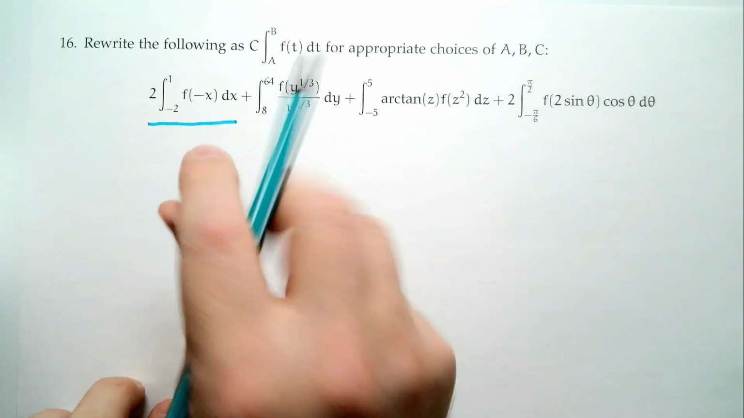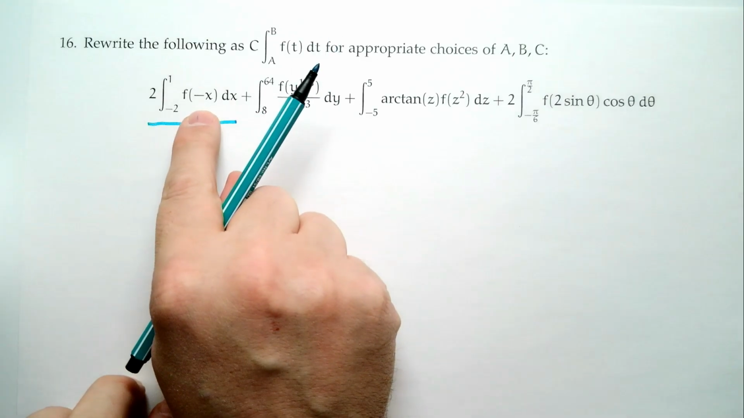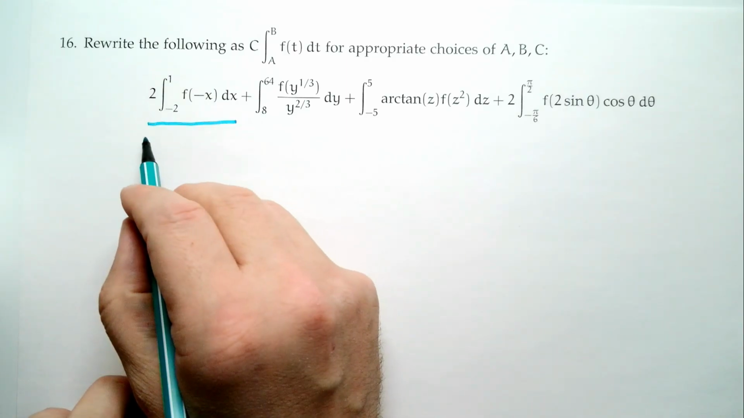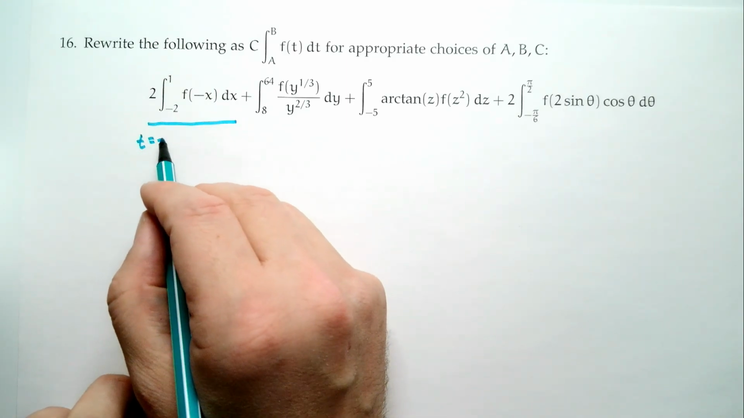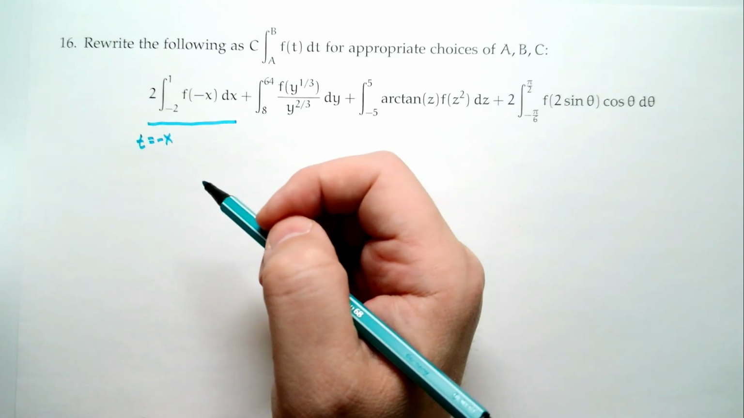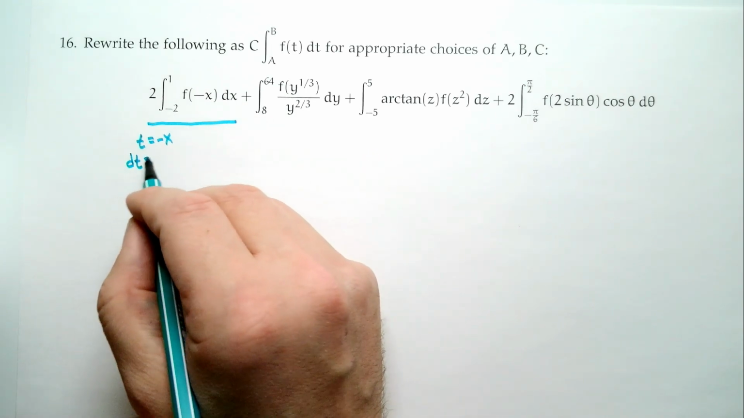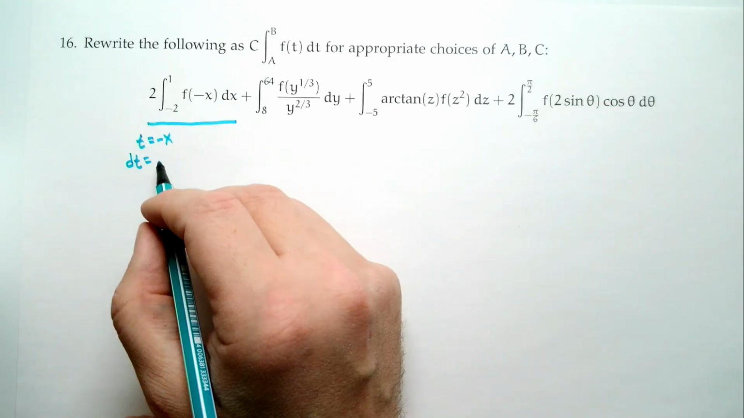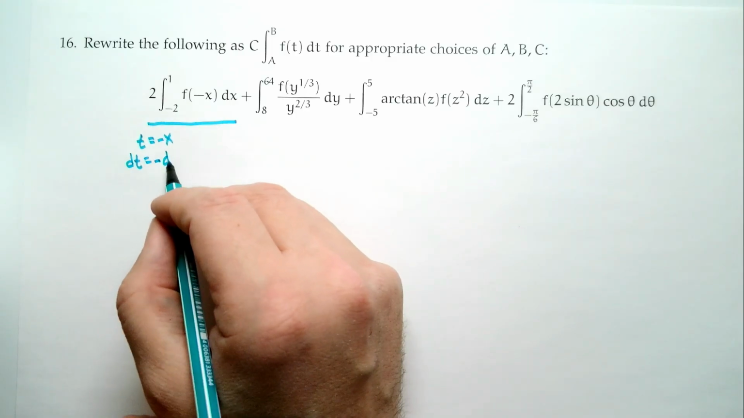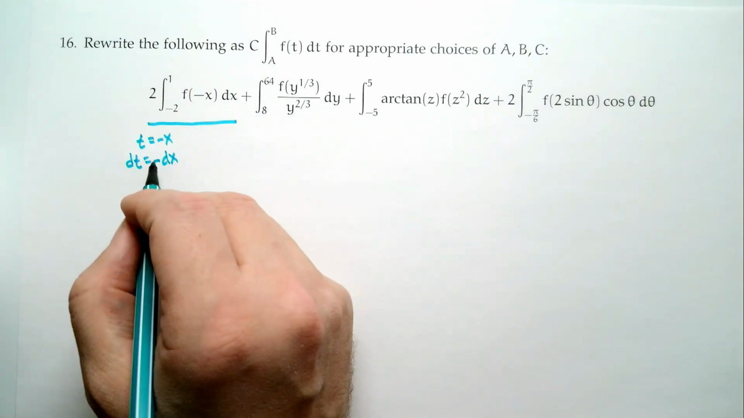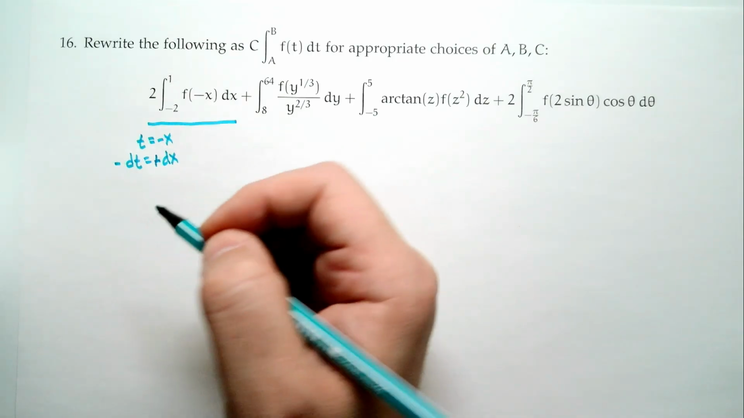Well, I want to make this inside be t. Right now it's negative x. So that's easy enough to do. I'll just let t equal negative x. I can do that. What would dt become? Well, minus dx. Yes? No? Maybe? It does. It works. So I can move the minus across, so minus dt equals dx.